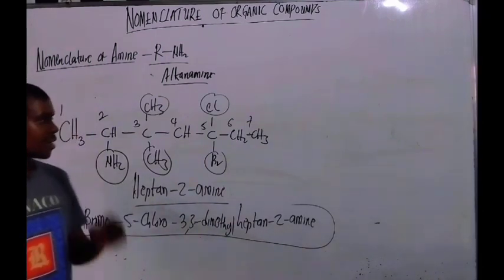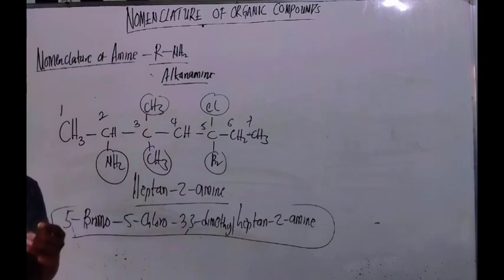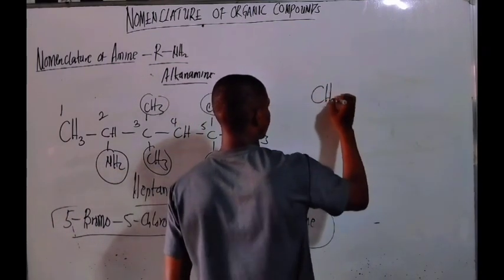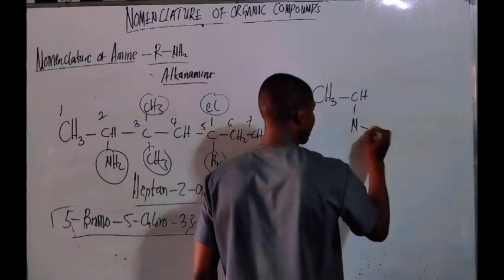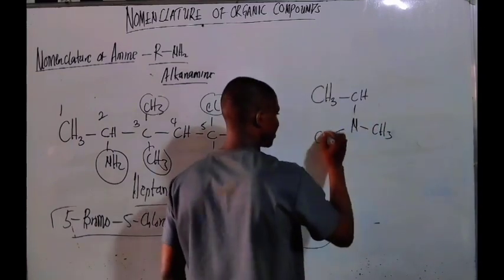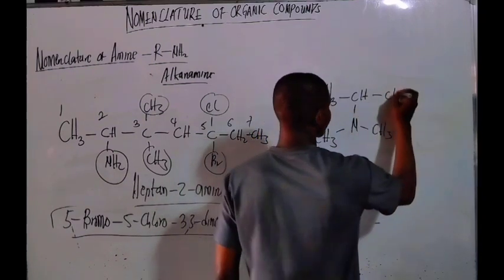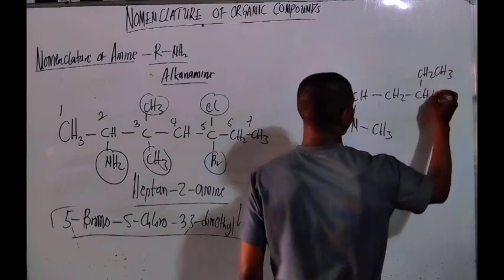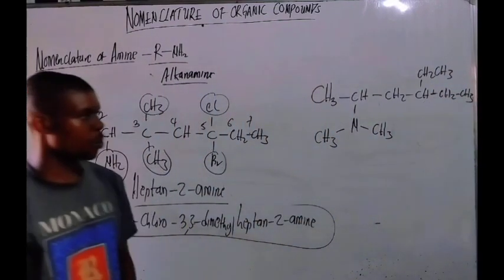Now, what if I have some substituents on the nitrogen? If nitrogen is carrying a methyl group or an alkyl group, you get something like this: here we have CH3, CH, C, here we have nitrogen, CH3, CH3, here we have CH2, CH, CH2, CH3, and CH2, CH3. Now, how do we name this compound?